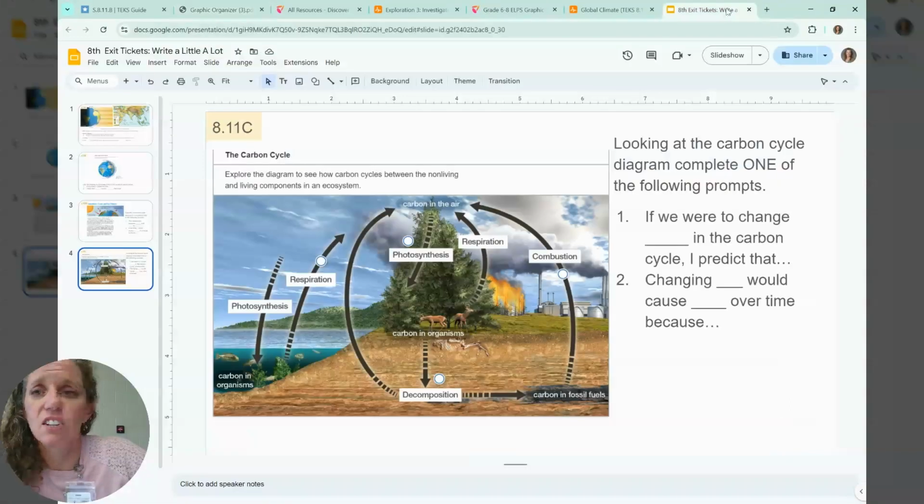And again, this is also linked on your IUP for Write a Little, Write a Lot, a quick exit ticket that you can use with your students where they're looking for cause and effect when one thing is changed in this carbon cycle, either by natural events or human impact, then what is the effect on the climate?